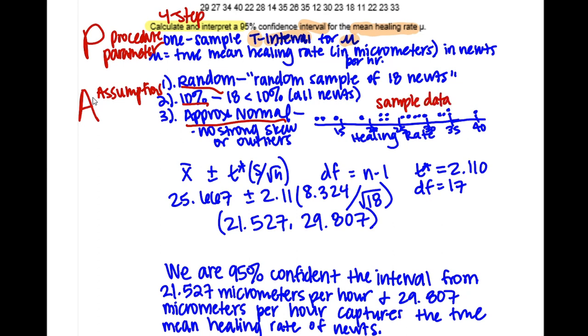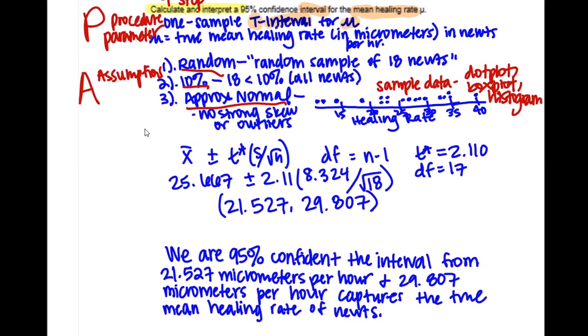And you can actually do a dot plot, a box plot, a histogram, whatever's easiest for you. I use Statplet, and Statplet makes the dot plots right there. Also, you can draw dot plots without having to use any technology really easily. So whatever you want to do is fine, but one of those three needs to be drawn. And then we had no strong skew or outliers that you need to make this comment.